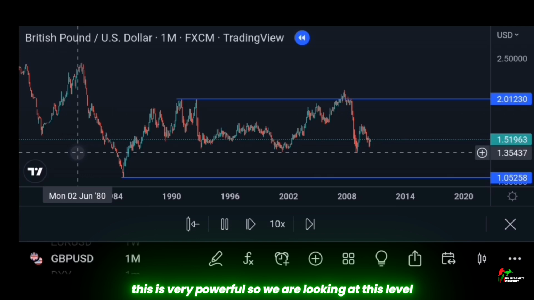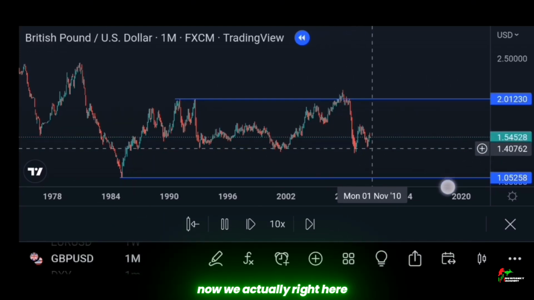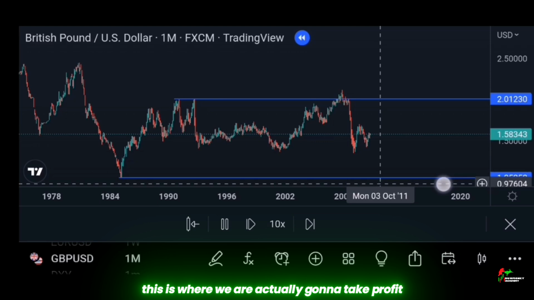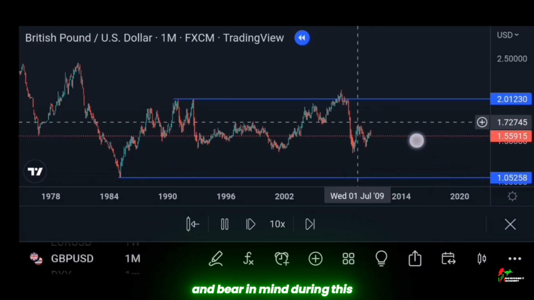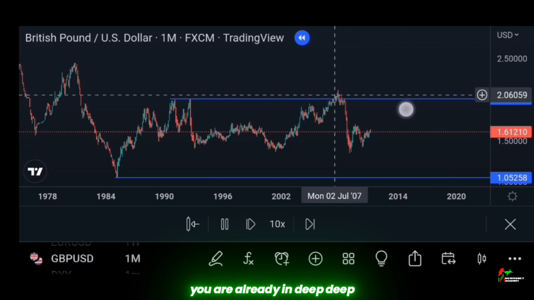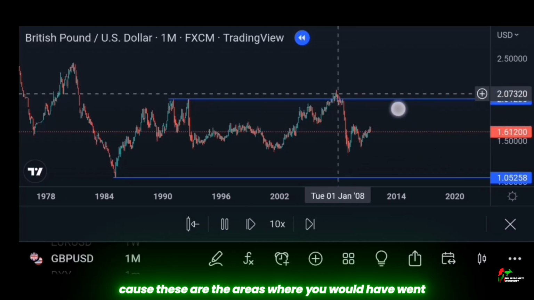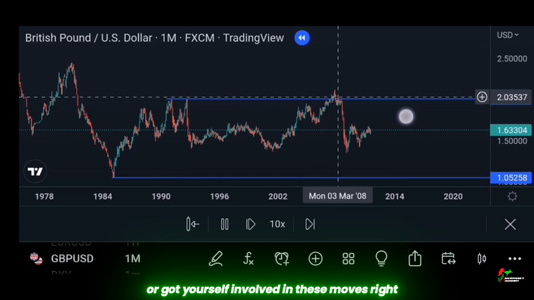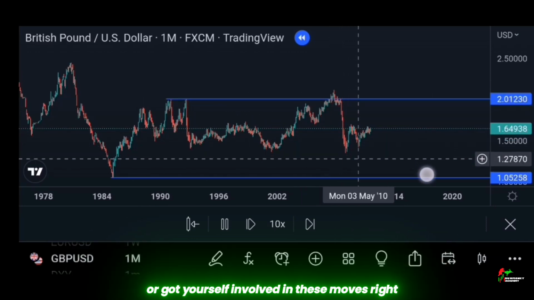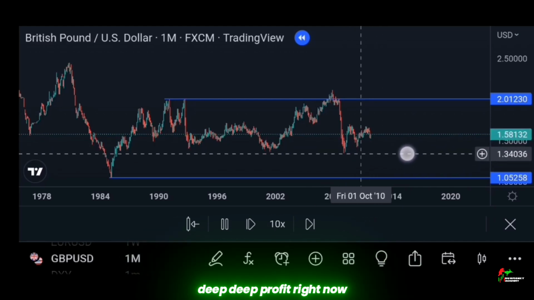This is very powerful. So we are looking at this level. Now we are actually right here. This is where we are going to take profit. And bear in mind, during this, you are already in deep profits, because these are the areas where you would have gotten yourself involved in these moves, right? So bear in mind, you would be in deep profit right now.